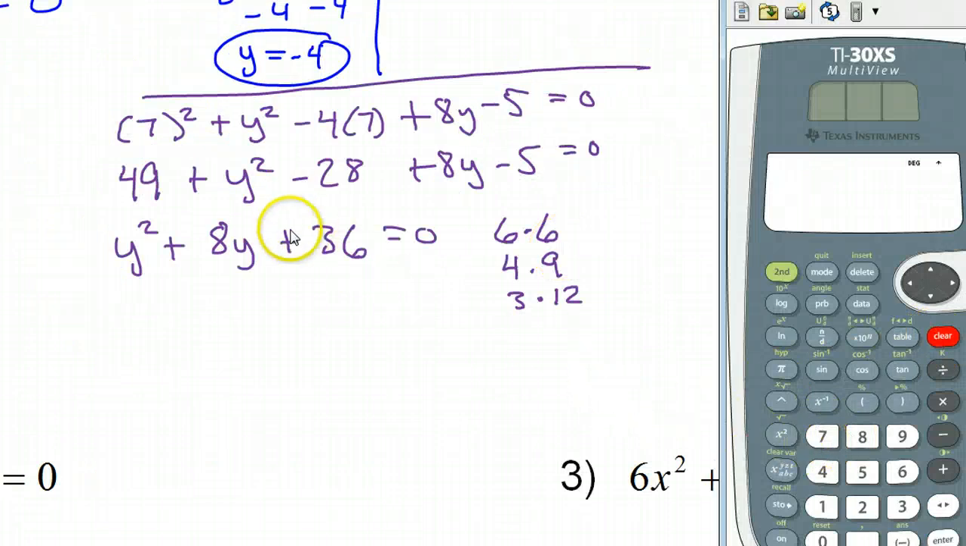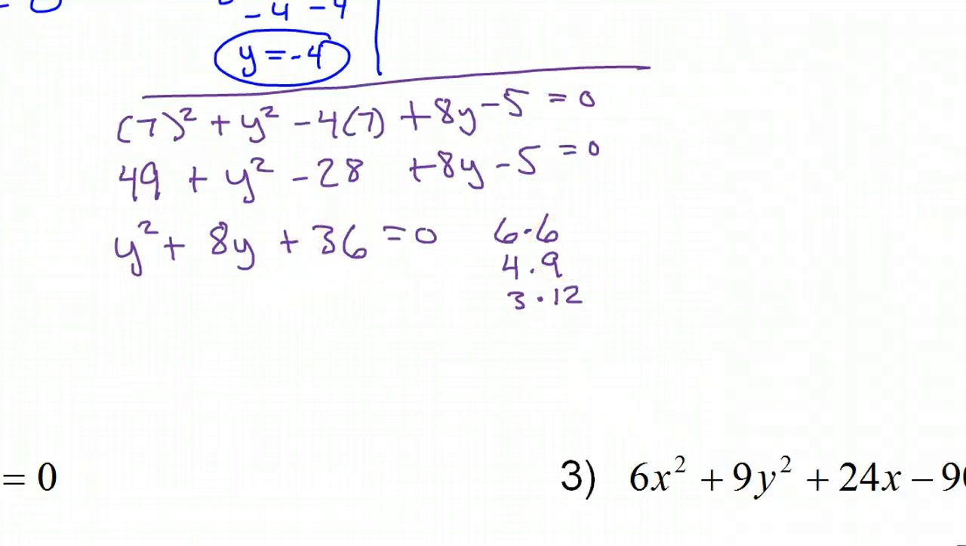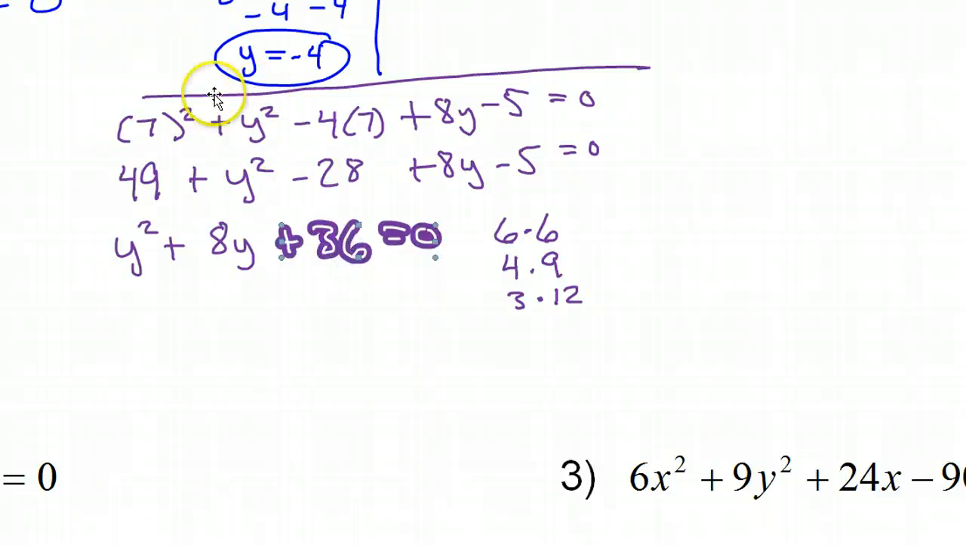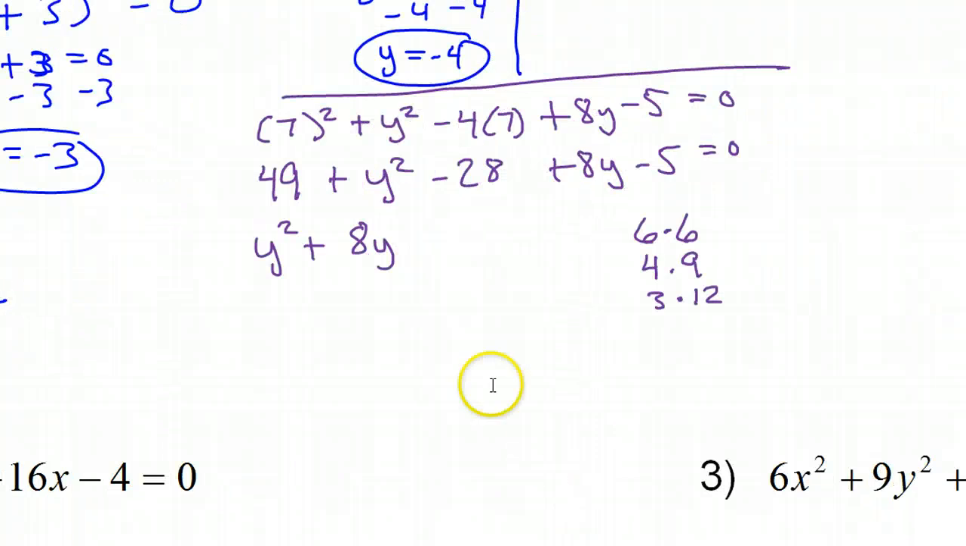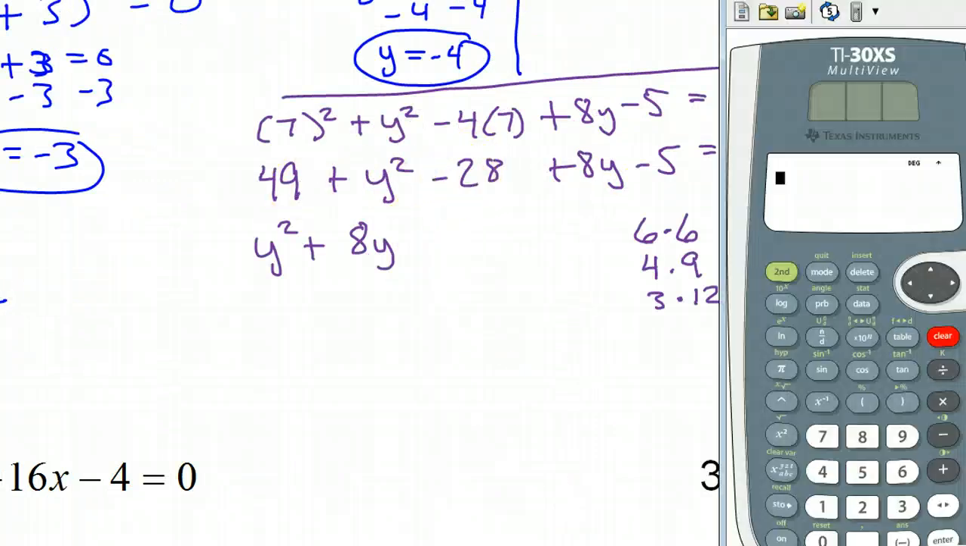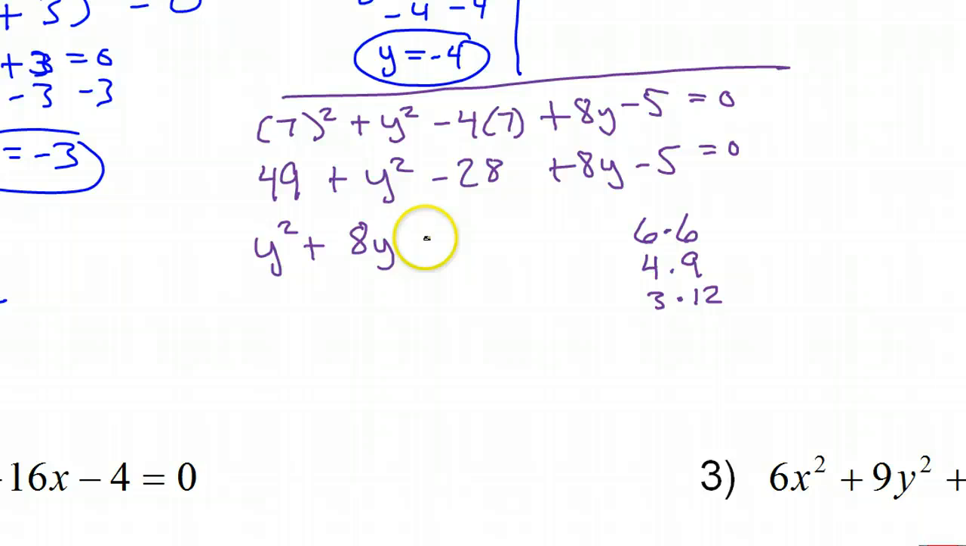Okay, so, hold on. So 49 minus 28 minus 5. So that's 16. So we're going to have plus 16 equals 0.